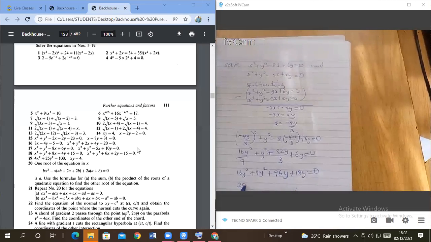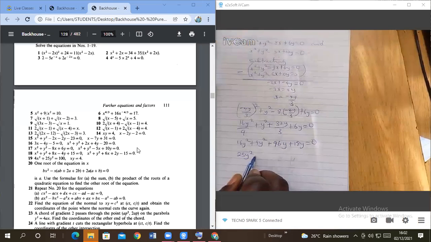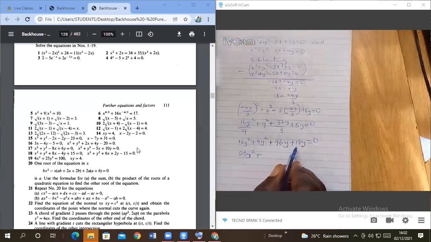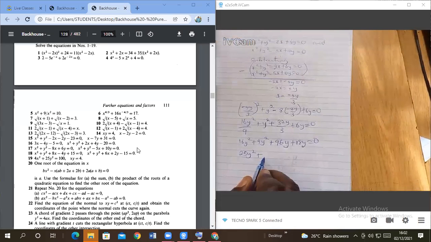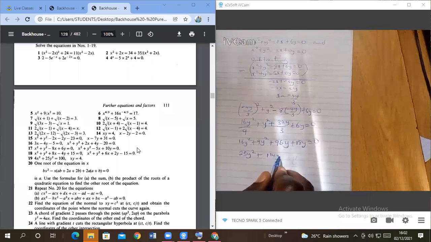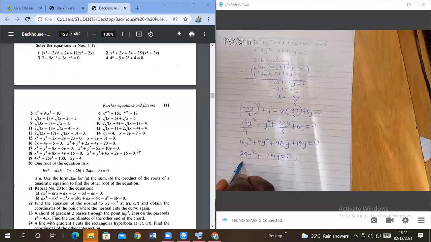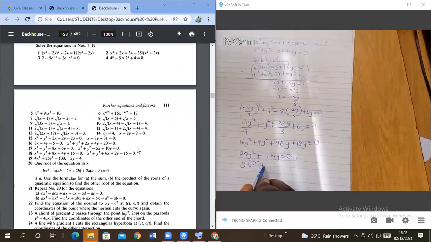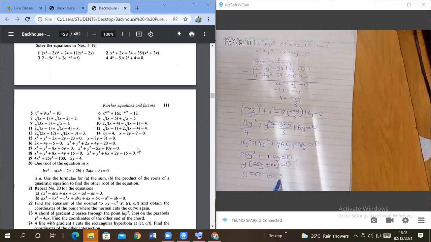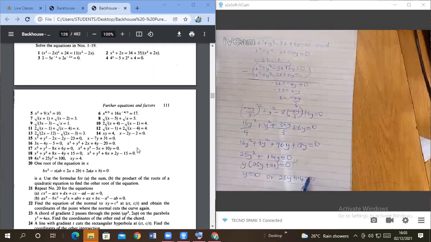You have 25y squared plus how many y? What is 96 plus 18? 114. Yes, correct. So you pull out y, you get y times 25y plus 114 is equal to 0. So y is equal to 0, or 25y plus 114 is equal to 0. So y in this second case is negative 114 over 25.